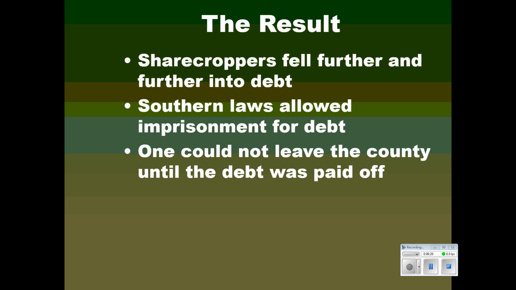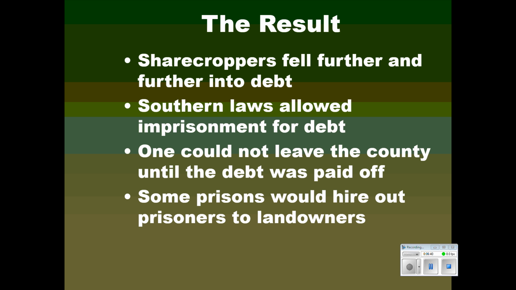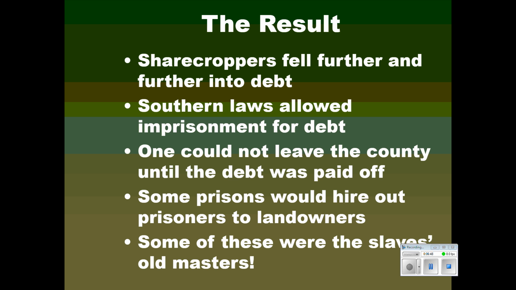To make matters even worse, some prisons, to help pay for their costs of housing and feeding the prisoners, would hire out some of these prisoners to landowners nearby. Now, some of these just happened to be the slaves' old masters. So if you fell into debt, you could, and in some cases were, hired out to your old master while you were a prisoner, so you were not legally free to leave, and you would have to work to pay off the debt for your old master.